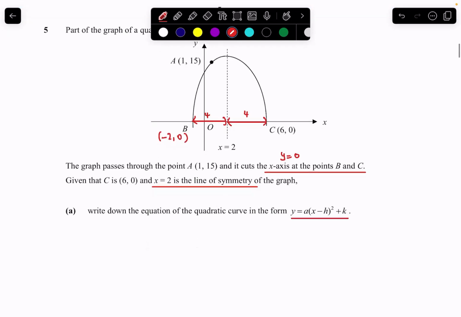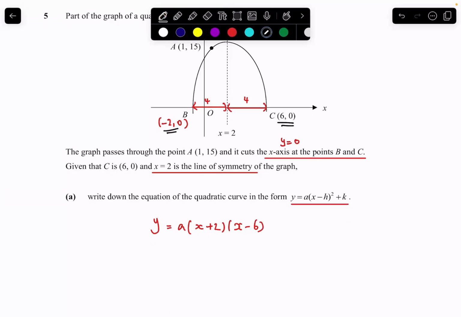Now we can form an equation in the factor form. The equation of the curve, it doesn't matter whether it's in the vertex form or the factor form. They mean the same thing. So if I write it in the factor form, it will be a bracket x plus 2 and x minus 6, because these are the roots of the equation. Now, when x equals 1, y equals 15.